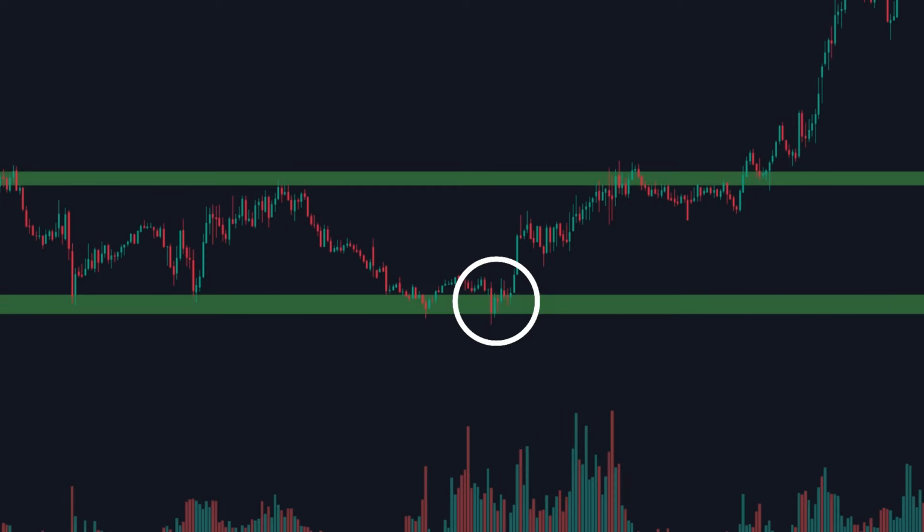The price reacts strongly at the level, forming a clear bullish signal, indicating buyer interest. A trader enters a long trade, aiming for the next logical target where the price might face resistance. As the market progresses, the trade moves in their favor, hitting the target and locking in a profitable outcome.